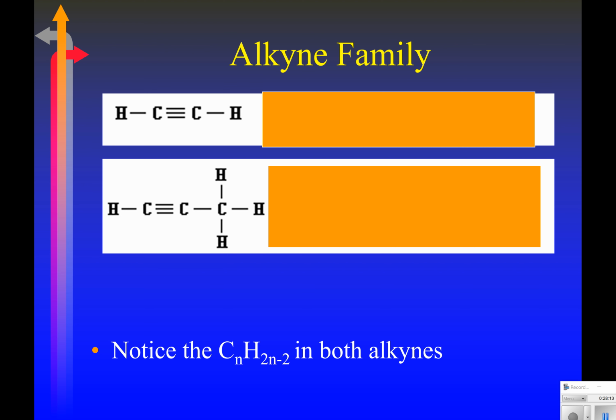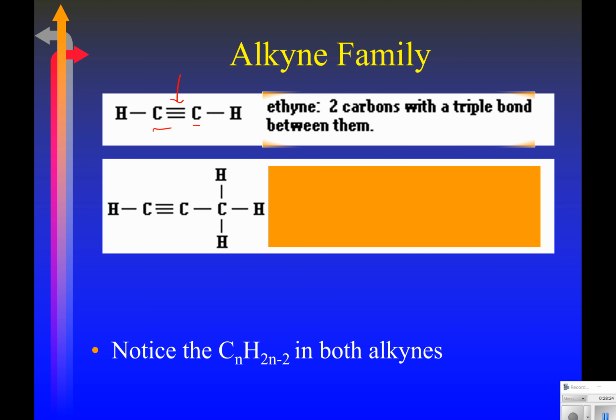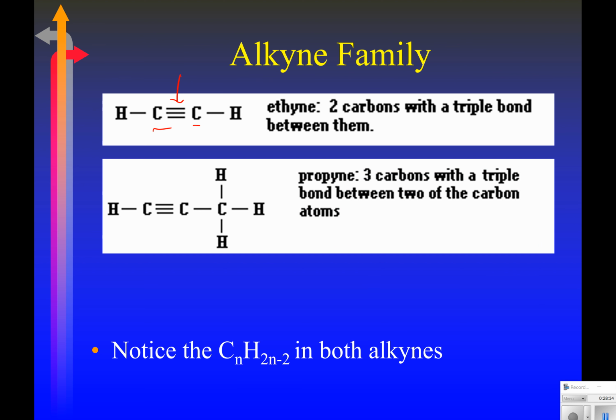But the naming is still the same. So we have 2 carbons, so our prefix is eth, and we have a triple bond. So it's part of the alkyne family, so this is ethyne. And we don't include a number of where the triple bond is because it can only be touching the first carbon. Same thing with the second one here. This is propyne, because we have 3 carbons, and the triple bond is always going to be on the first.